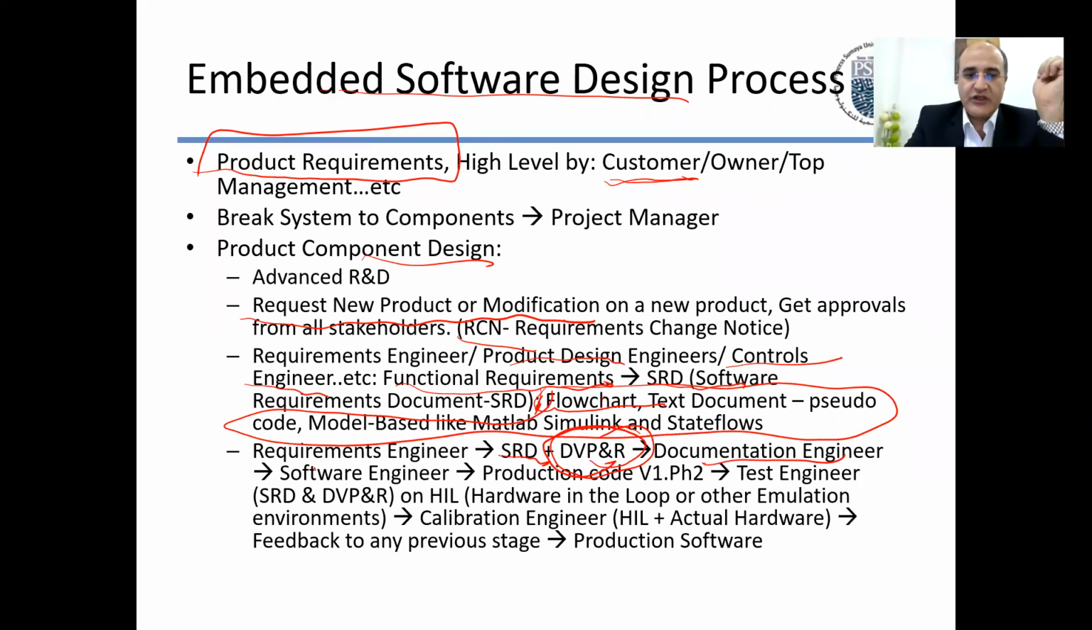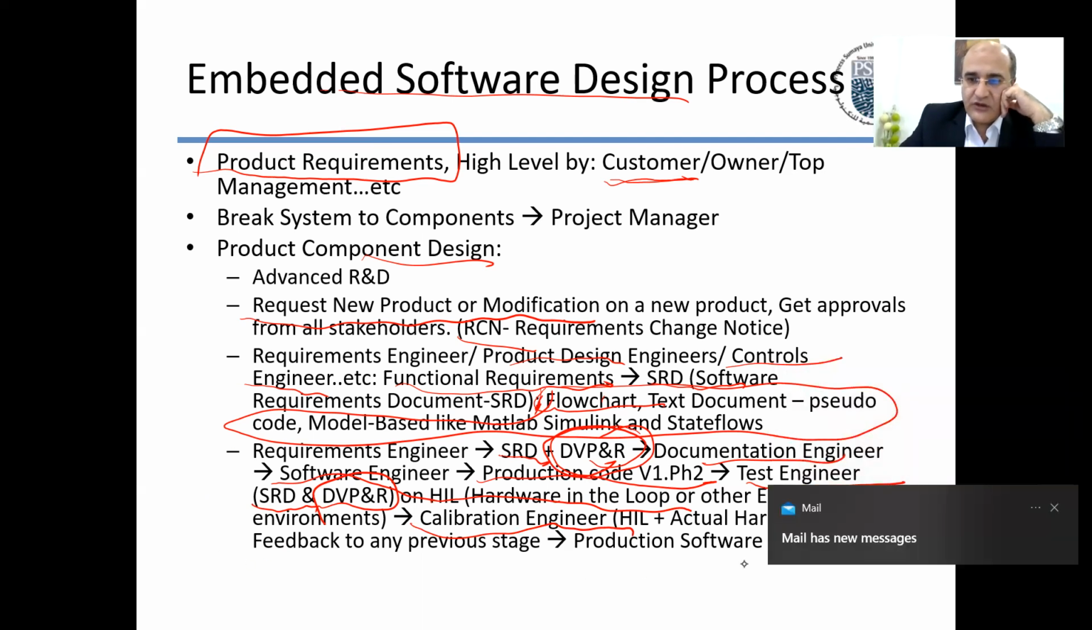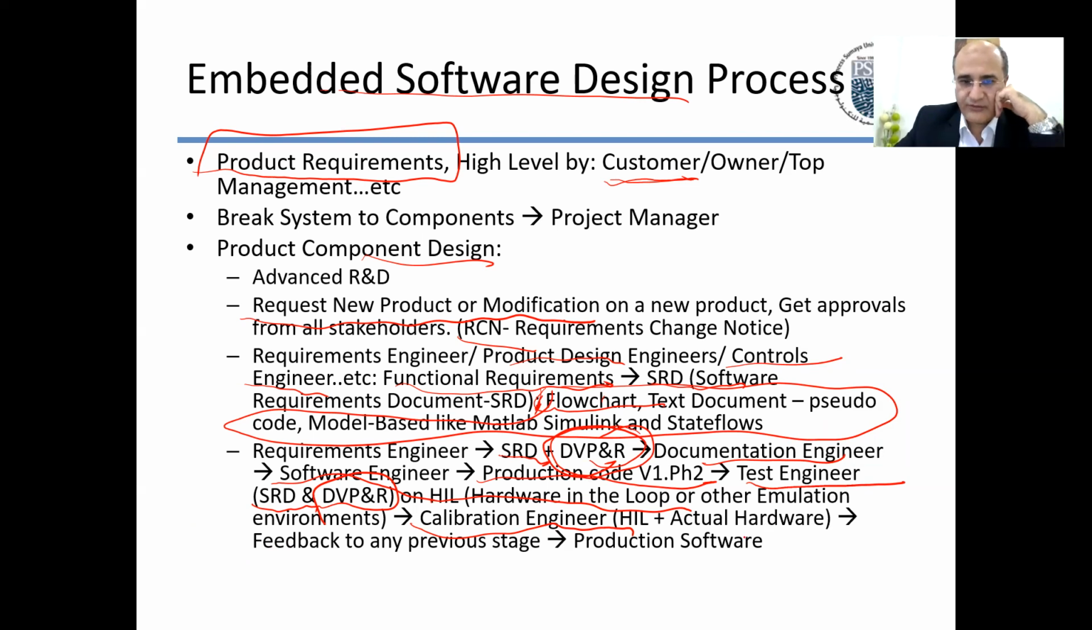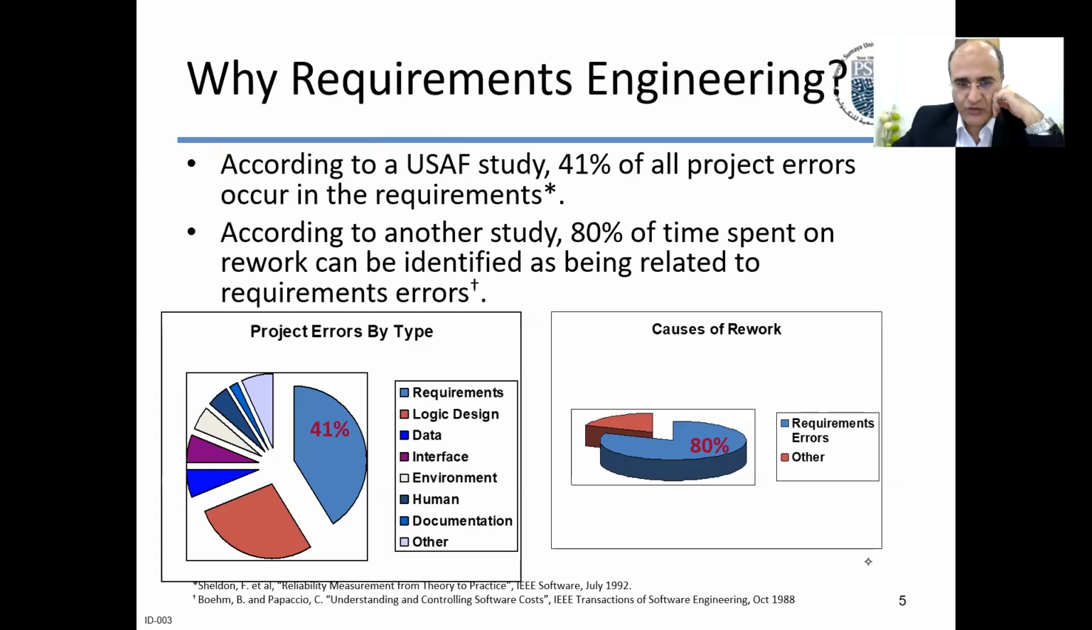Goes to a documentation engineer, then to a software engineer, produce the version 1 of the code, phase 1, phase 2, whatever, then a test engineer that tests the software against the requirements, the verification process on a hardware in the loop or emulation environment. A calibration engineer will calibrate all the variables and gains, send feedback to any previous stage, okay, then produce the software. And this summarizes what I was explaining on the board.